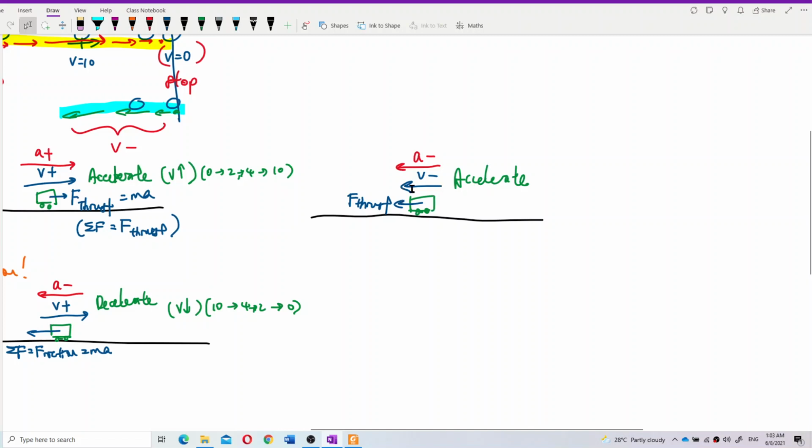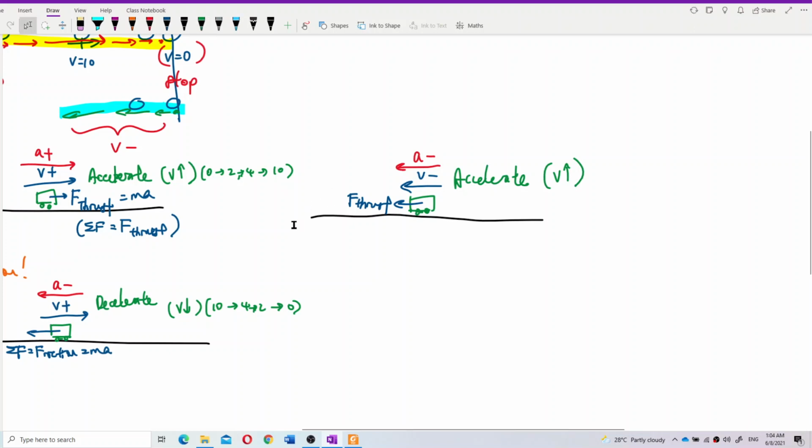So if velocity is negative, A is also negative, in the same direction. The thrust force is in the same direction as velocity, so the acceleration is also in the same direction as velocity. When acceleration and velocity are in the same direction, this car accelerates to the left, becoming faster and faster.